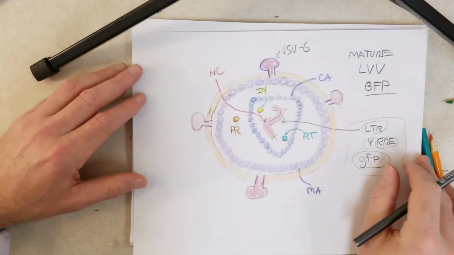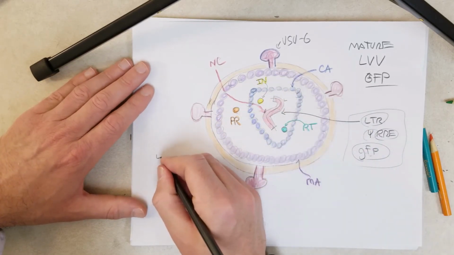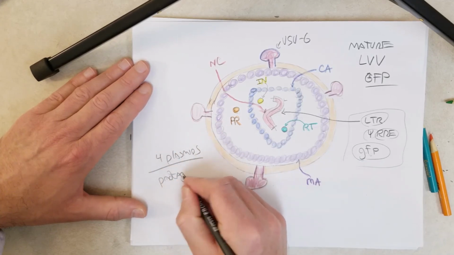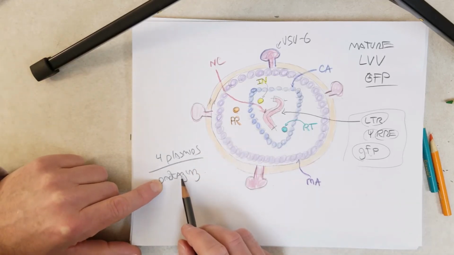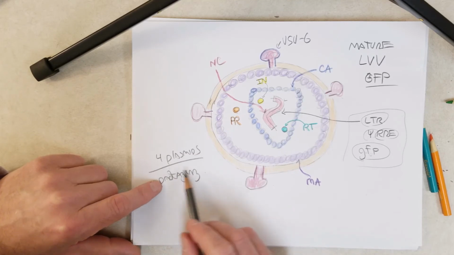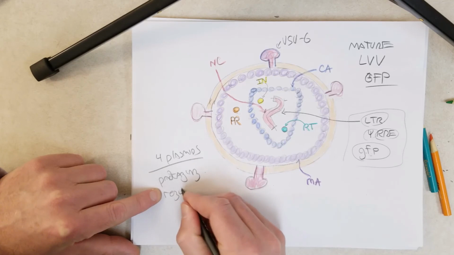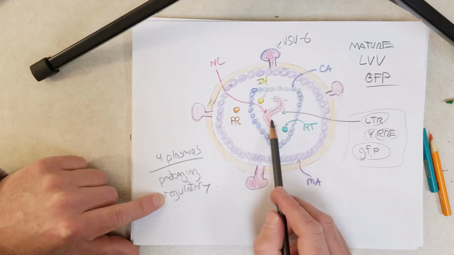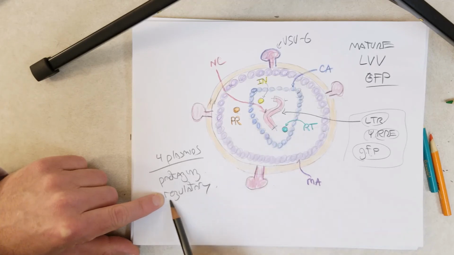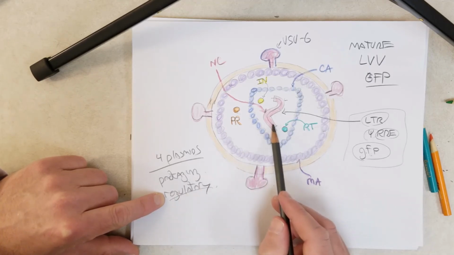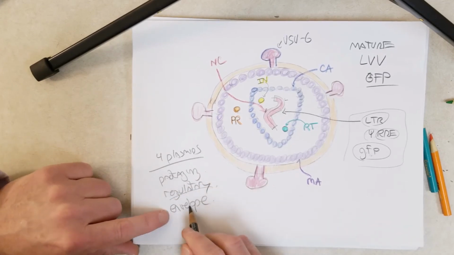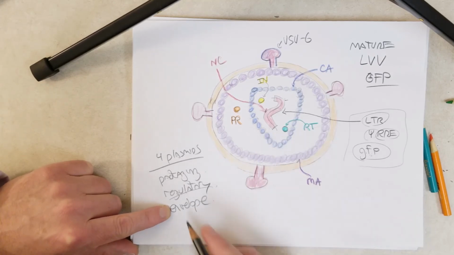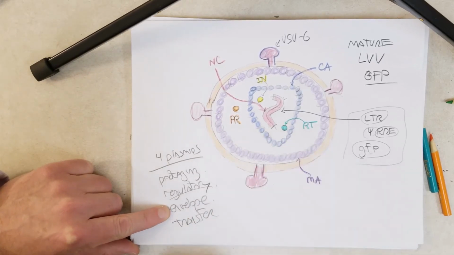So remember, there were 4 plasmids, right, for making these. So the 4 plasmids were the packaging plasmid, which made the GAG polyprotein and the GAG pol polyprotein. So none of that information is in here. So the regulatory plasmid, which had the information for making REV, for transporting the RNA here out of the nucleus and into the cytoplasm. Well, the sequences necessary for REV aren't in here. How about the envelope plasmid? The sequences necessary for making the VSVG protein. Those sequences aren't in here. So only sequences from the transfer plasmid are inside the LVV.